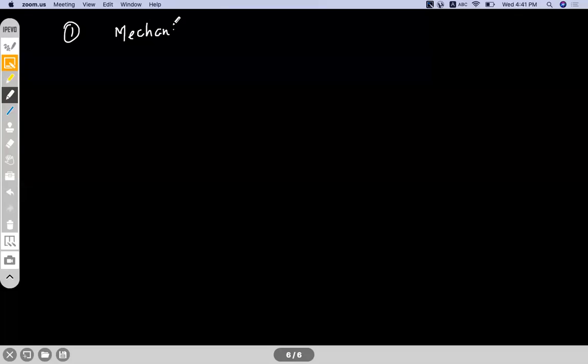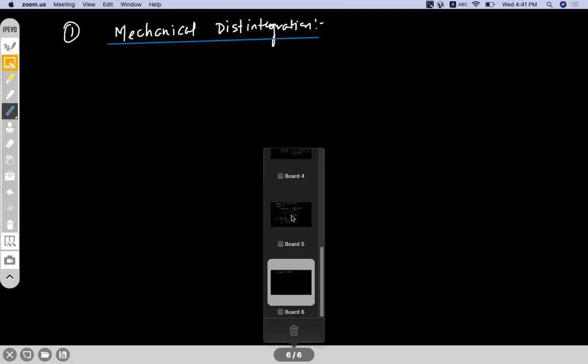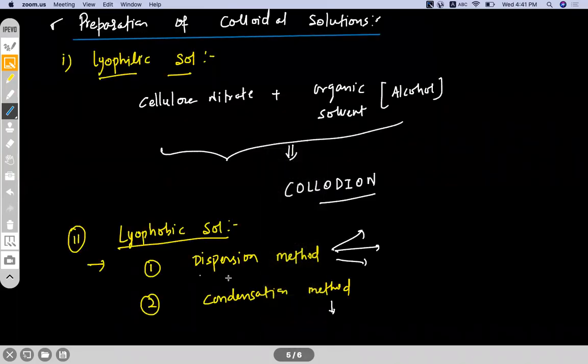The first one is disintegration, which is nothing but mechanical disintegration. Mechanical disintegration comes under dispersion method. The dispersion method we also call the disintegration method. It's the same thing. Disintegration method and dispersion method are the same thing.